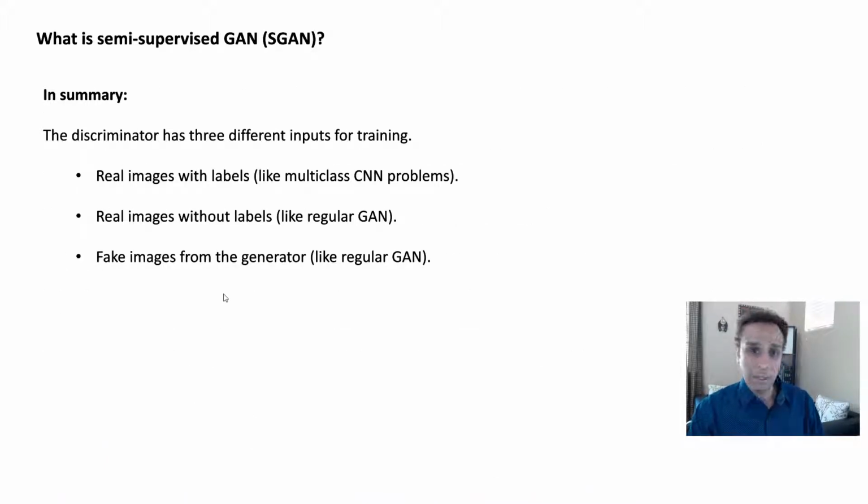Okay, now in summary, what do we learn here? The discriminator has 3 different inputs in our GAN: real images with labels, real images without labels, and fake images. Where are they coming from? They're coming from the generator, and these 2 are like our regular GAN. This is like our multiclass convolutional neural network.